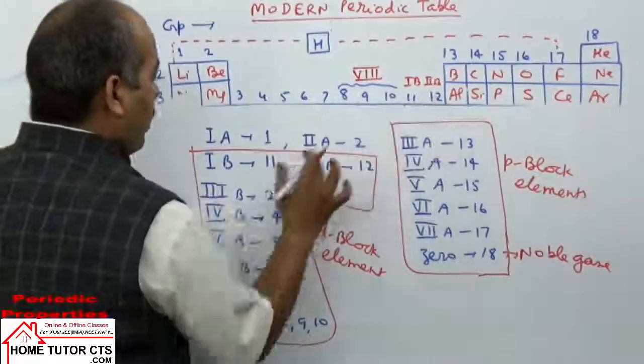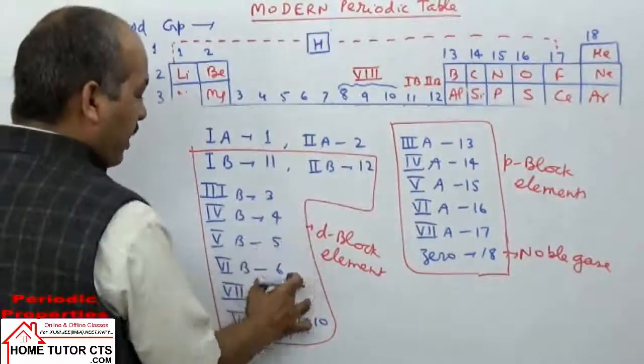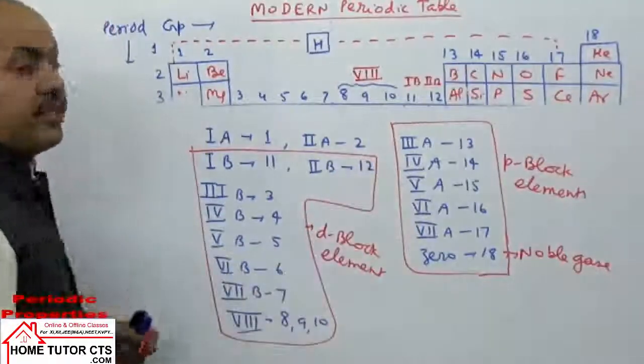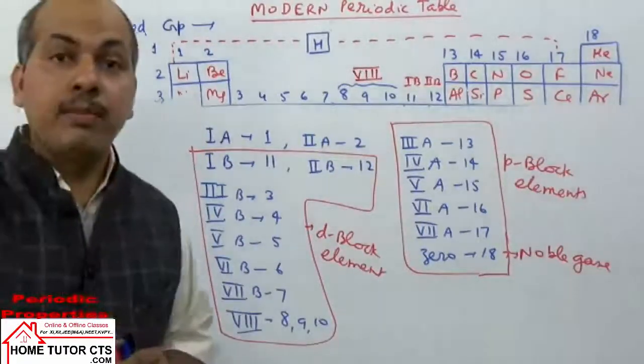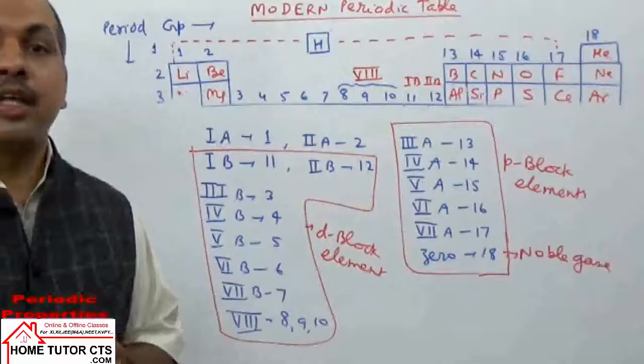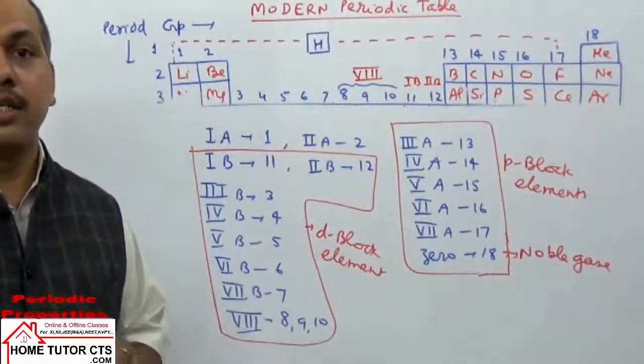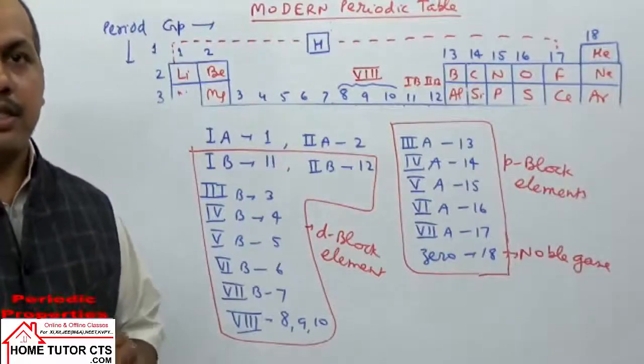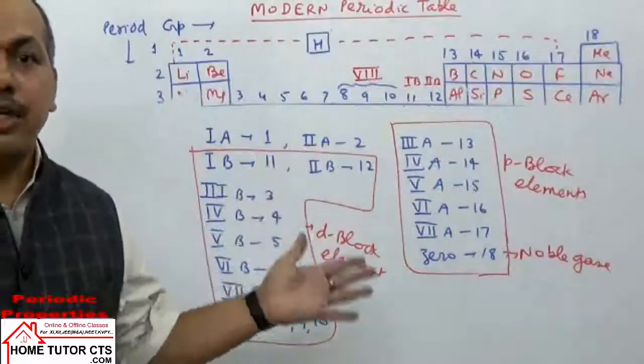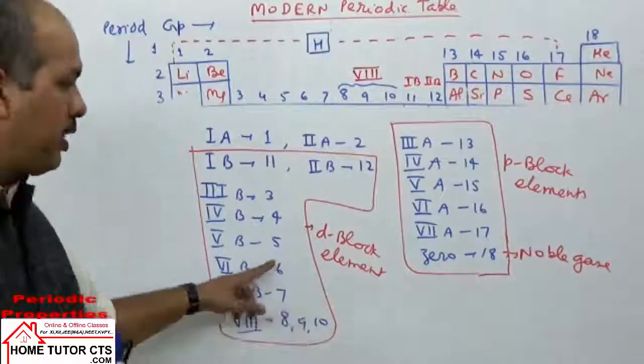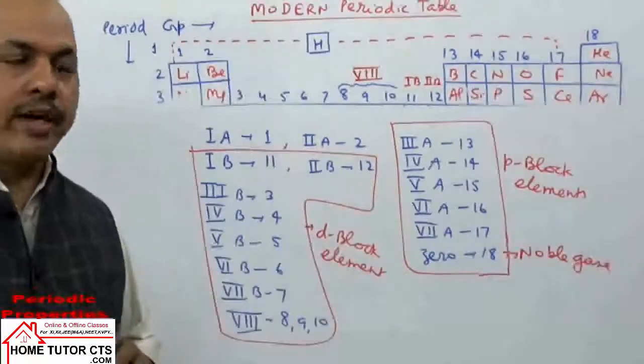Third to group number 12. Groups 3, 4, 5 to 12 are all called d block elements. Why do we call them d block elements? Because in them the last electron enters the d orbitals. The last electron, called the differentiating electron, enters d orbitals. So we call them d block elements.